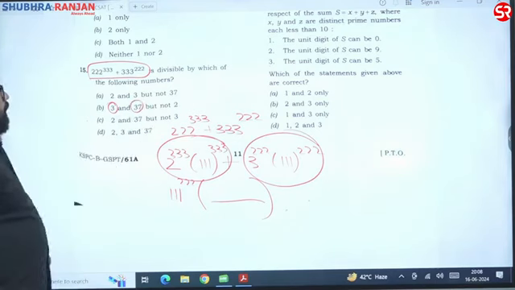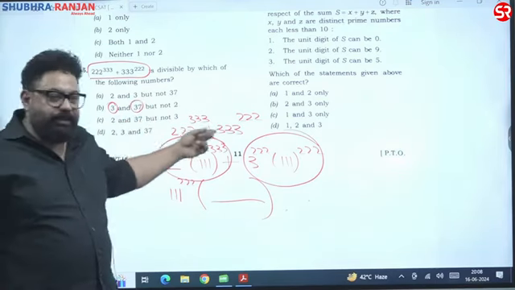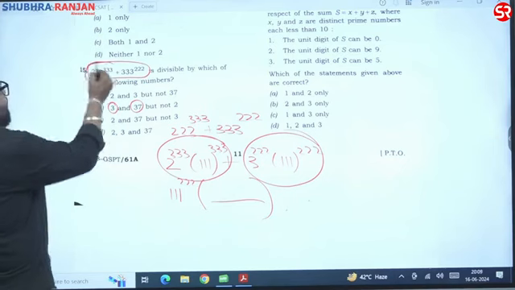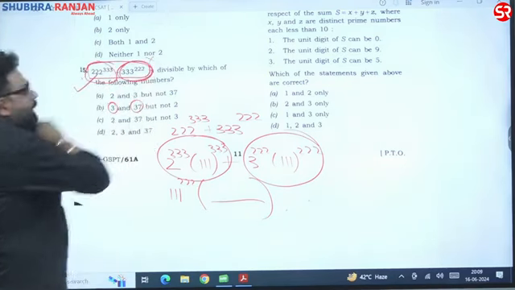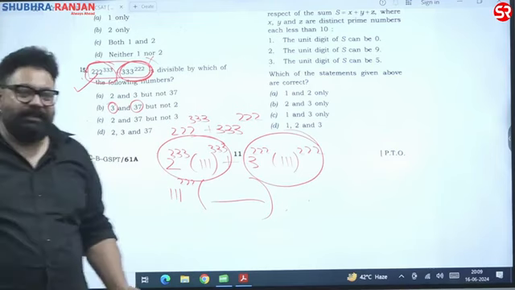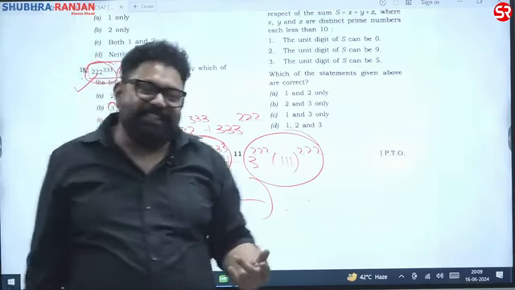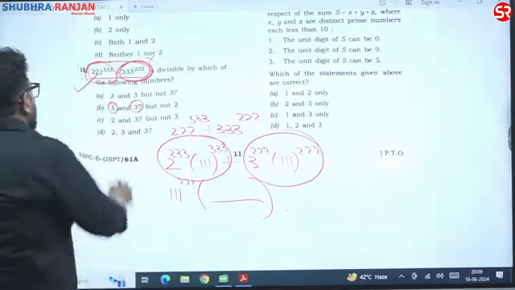We know this. Now let's talk about why not 2, sir? Because see guys, this is an even number. This is exactly divisible by 2. Agreed. But this is an odd number. This is not exactly divisible by 3. Simple. Right? So definitely 3 and 37 but not 2.